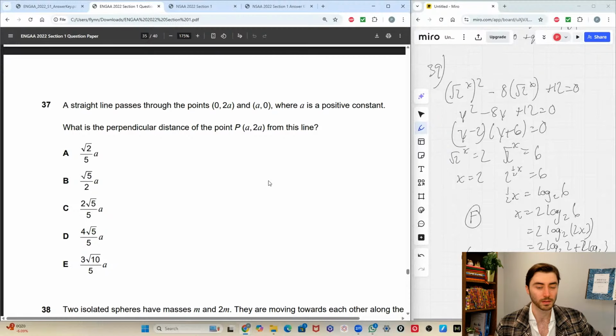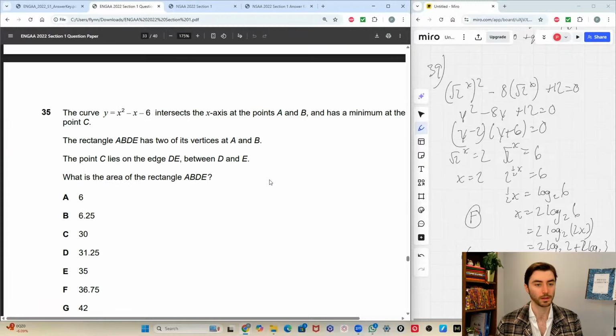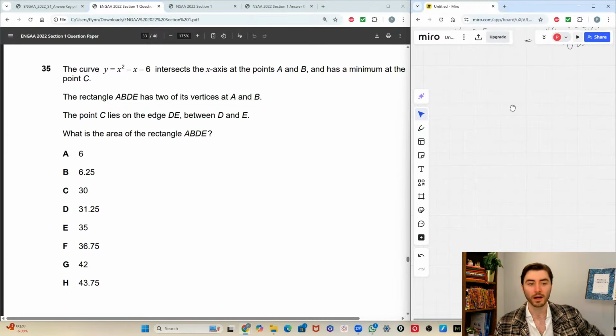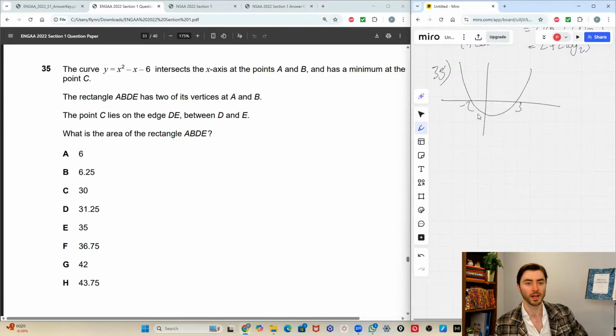Straight line passes through that. What is the perpendicular distance? That looks involved. Skip. Intersects the x-axis at the point. Okay, this looks like it's going to be okay. Because I look at that and I see, so 35 intersects the x-axis. Well, factorizing that out, that's x minus 3, x minus 2, so I'll sort that out later.